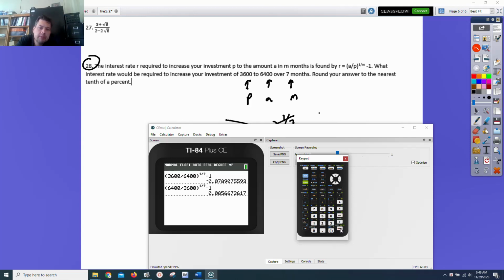All right, that's a monthly interest rate, isn't it? Almost 9%. That seems reasonable. That's per month. So it says nearest tenth of a percent. This is the decimal 0.0857.